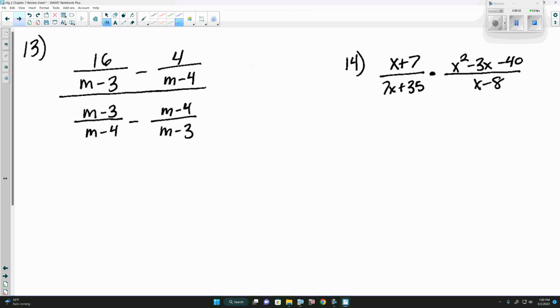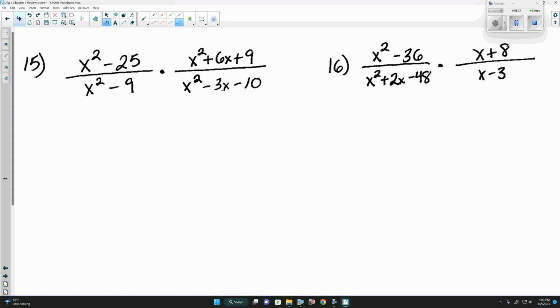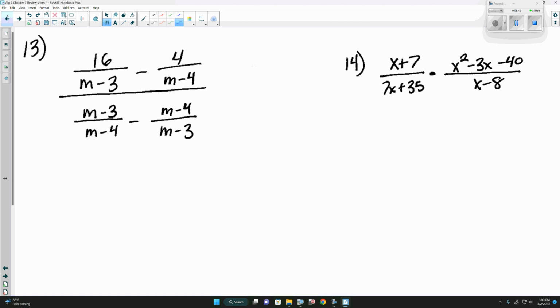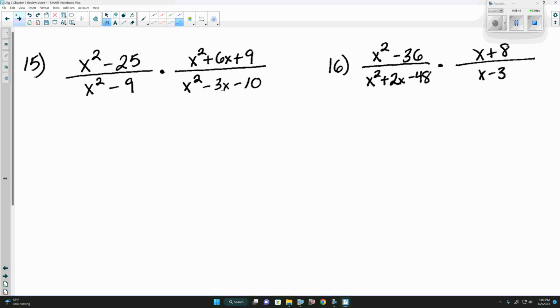Questions on 14 with multiplication? Do we want to look at 14, 15? Okay. So 14, 15, 16.